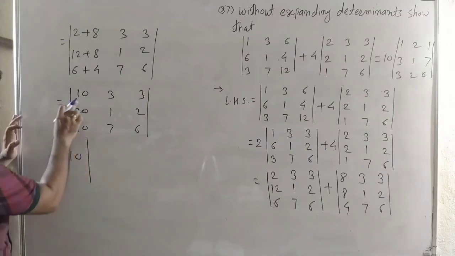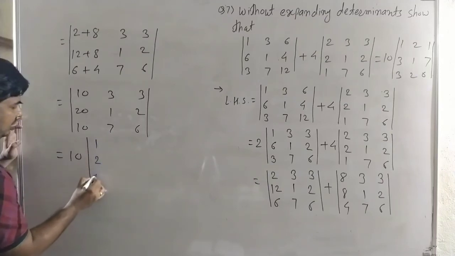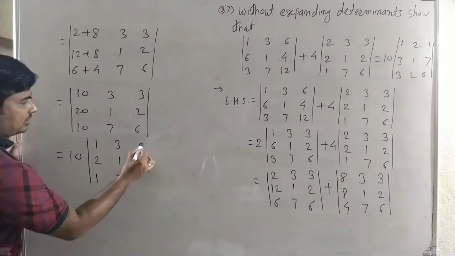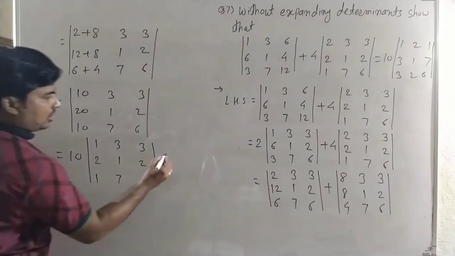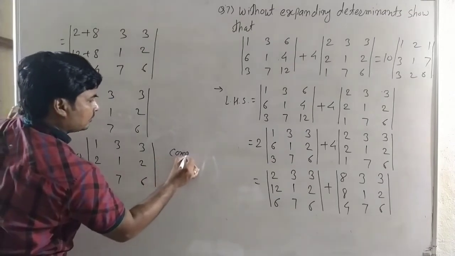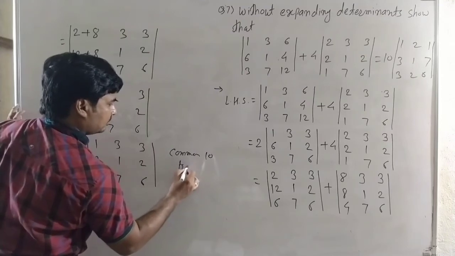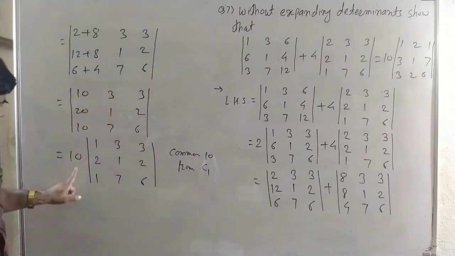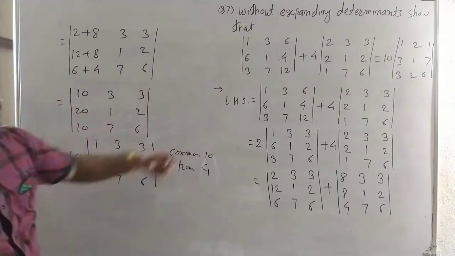Okay, and now we can take 10 common from the first column. It is 1, 2 and 1, 3, 1 and 7, 3, 2 and 6. See carefully. Here we take common 10 from C1. And now this 10 and this determinant will be the RHS. See carefully, 1, 3, 3.